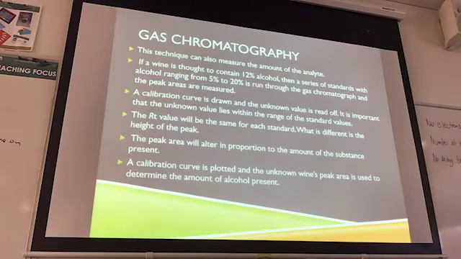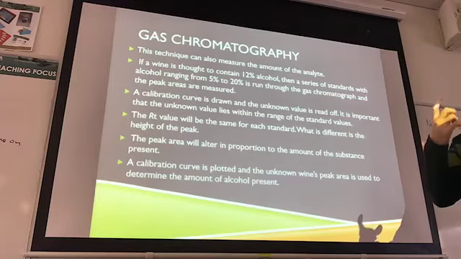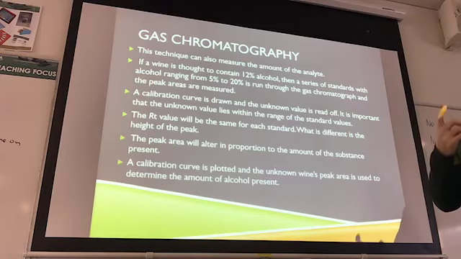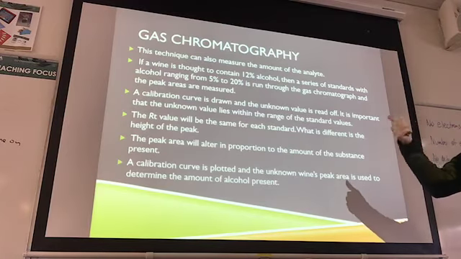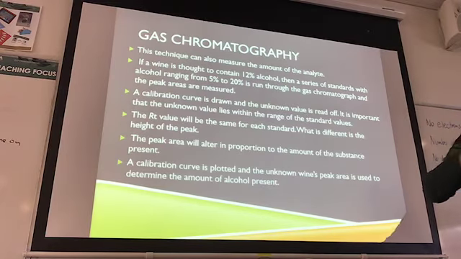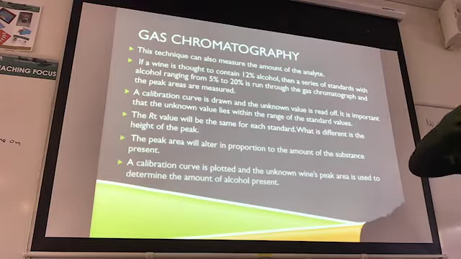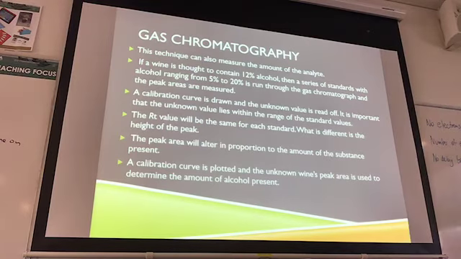But the actual amount, or the peak height, would be different. So you'd send a sample through with 5%. You know when the alcohol comes through because it has the same retention time. You measure the peak height, then you do the same thing for 10%, 15%, 20%. They'll have progressively higher peaks.